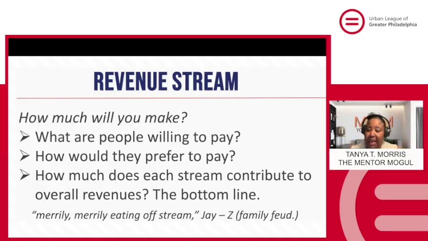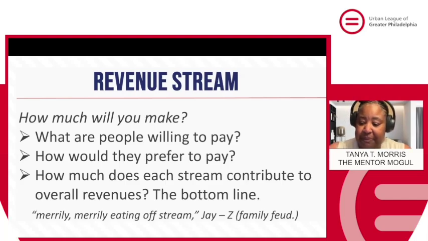So how much will you make? What are people willing to pay? Again, this goes back to knowing your customers and how they prefer to pay. How much does each stream contribute to the overall revenue? What is the bottom line of each one of those streams, and what is the percentage? Ultimately, you want to know the percentage of each revenue stream.